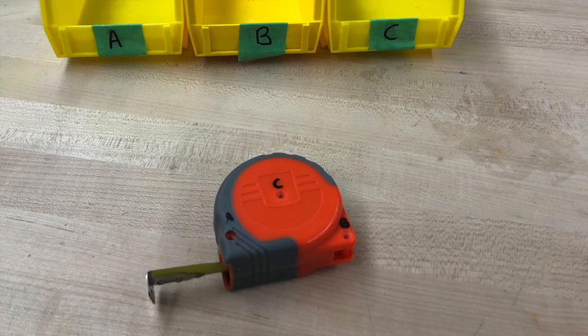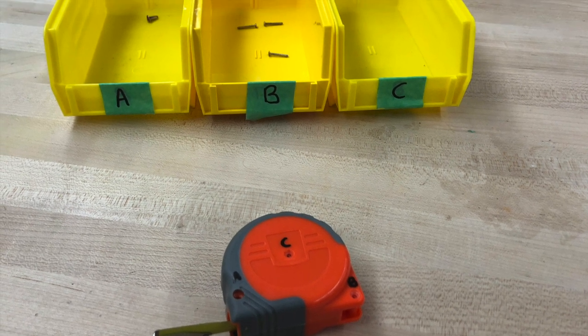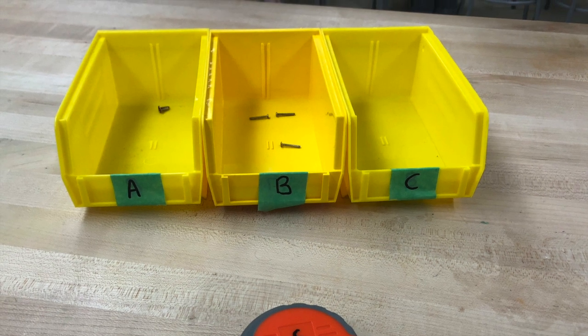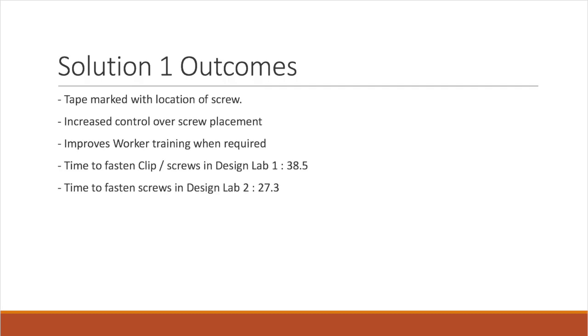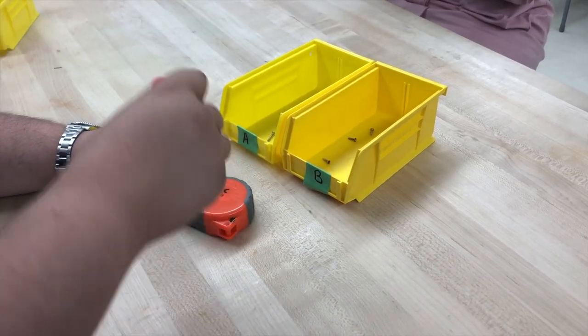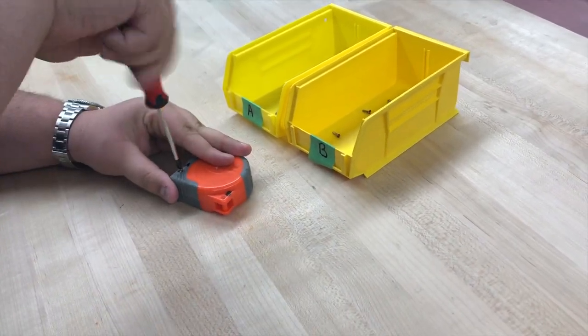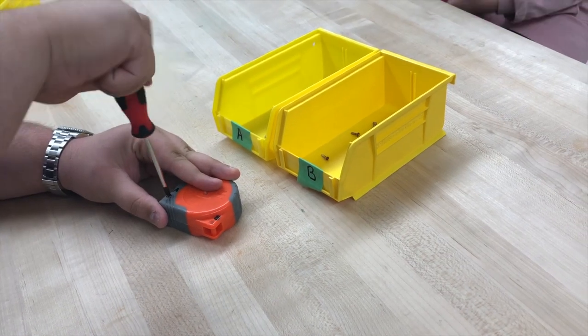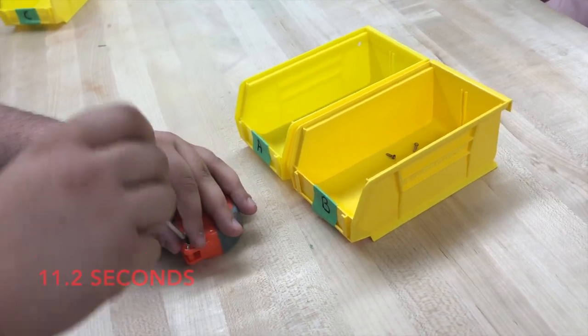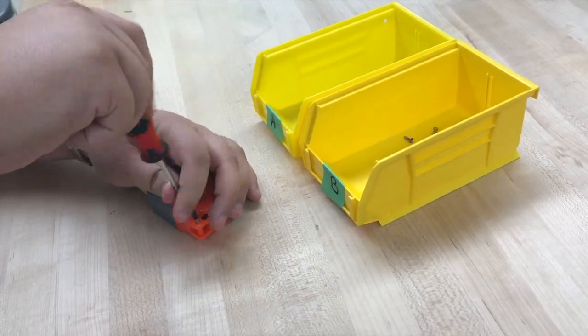After implementing the first solution, the location of the holes on the tape measure were labeled with the corresponding screw. Labels were also placed on the bins that contain the screws so they are more identifiable by the worker. Another outcome of this solution was that the worker had increased control over screw placement, helping to reduce the time to fasten the screws, as well as matching the correct screw to hole. The difference in time between Lab 1 and Design Lab 2 was found to be 11.2 seconds, ultimately improving workstation cycle time.